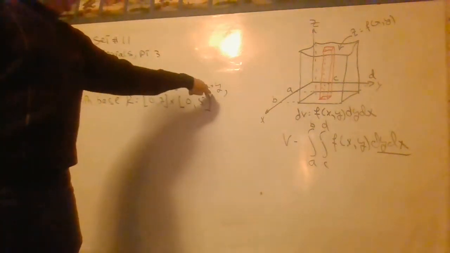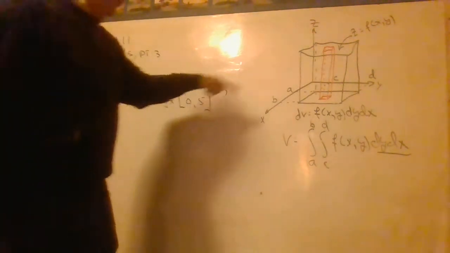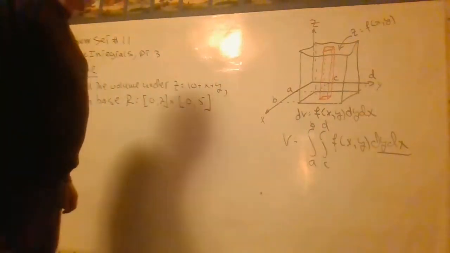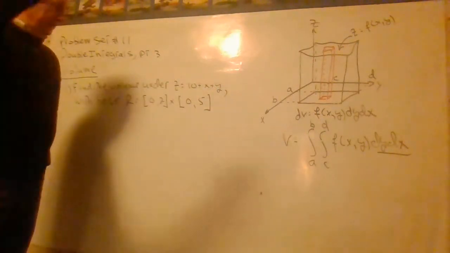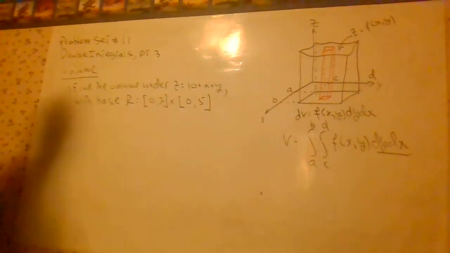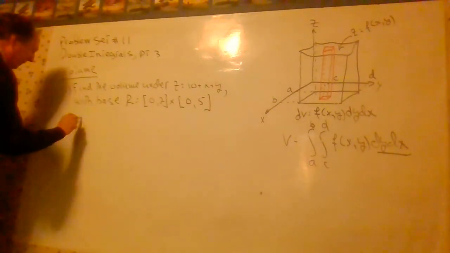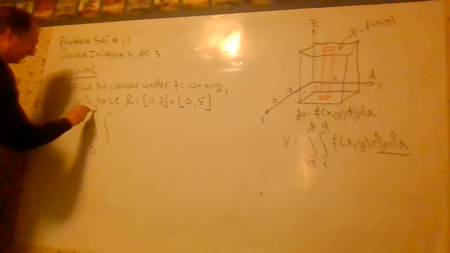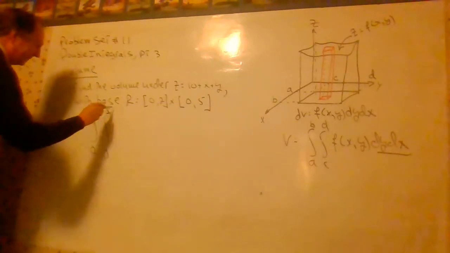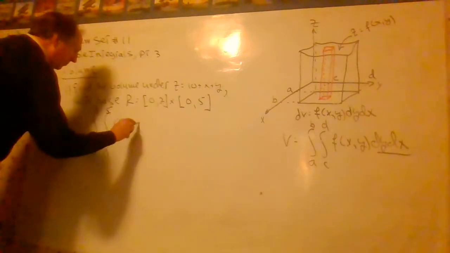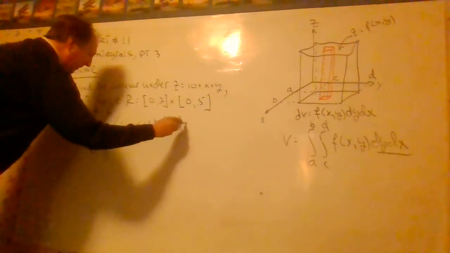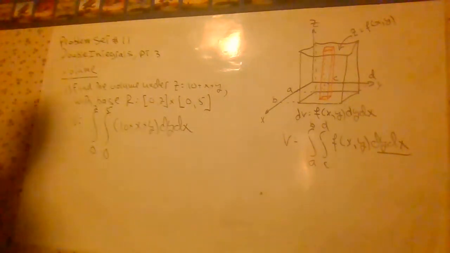Now this would be a plane. It would be a linear surface. It would start at 10 and it would slope upward. So it would look like an interesting building with a sloped roof. Well, quite simply, the volume is a double integral 0 to 2, 0 to 5, 10 plus x plus y, dy dx.